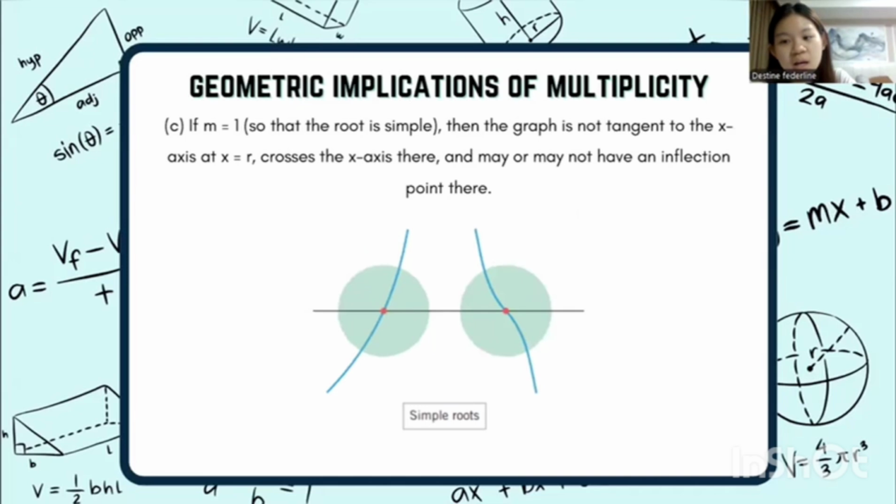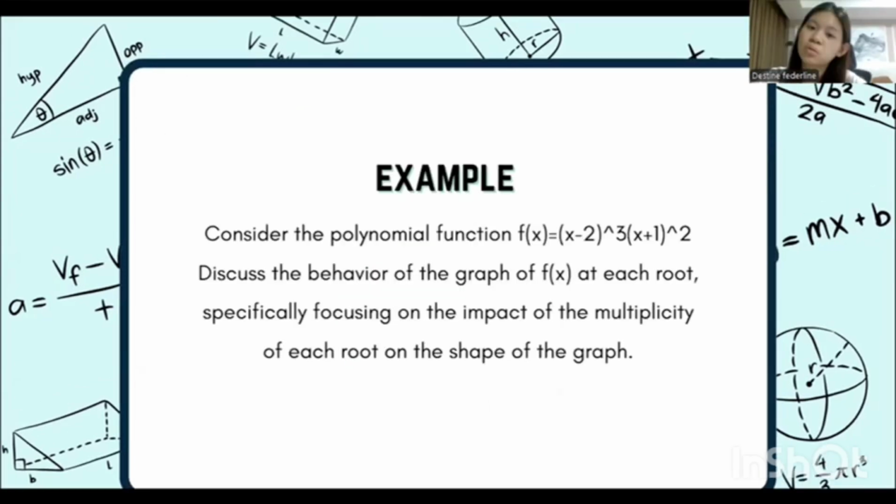And the last, if m equals 1, so that the root is simple, then the graph is not tangent to the x-axis at x equals r, crosses the x-axis there, and may or may not have an inflection point there. Right on the screen is the graph of simple roots.